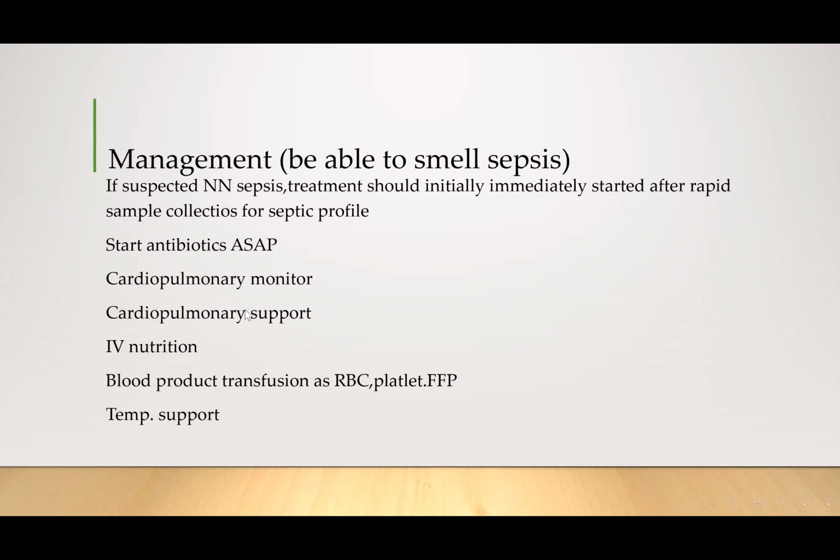We may need to give blood products, like if the patient has thrombocytopenia or abnormal coagulation, or anemia, you need to support him. Of course, the temperature and the dextrose must be adjusted. So this is your goal: once suspected, collect, start the treatment, monitor, support, IV nutrition, transfusion if needed. This is very important.